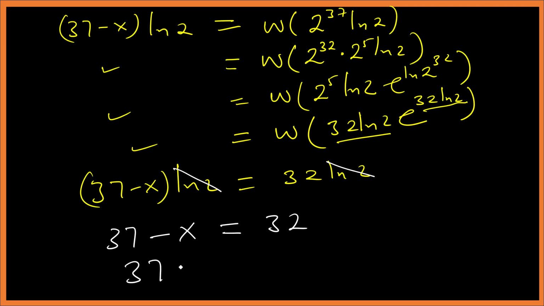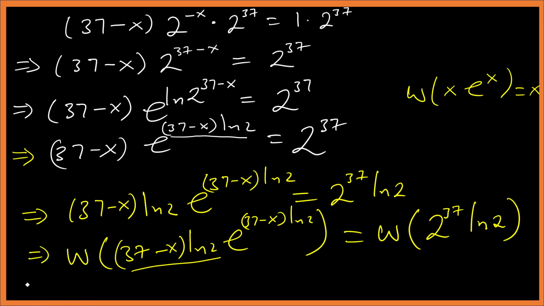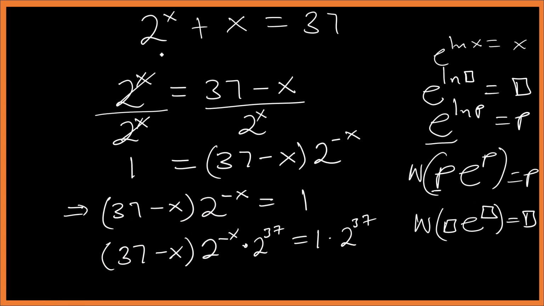Therefore, 37 minus 32 equals x. Therefore, x equals 5. x is equal to 5. Okay, so we have this: 2 raised to x plus x equals 37. So x is 5.